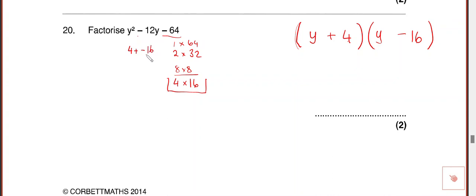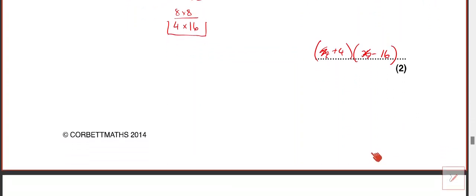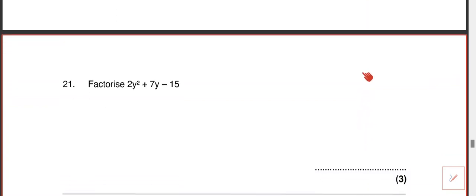Plus 4 minus 16 does make minus 12. Right, so that should be fine from following on from yesterday's work. The only difference is there are y's, but it doesn't actually change what we do. As long as you don't write your answer now as x plus 4 and x minus 16, because that doesn't make any sense. It's not x's, it's y's. There are different letters, that's not a problem. Methods are the same.